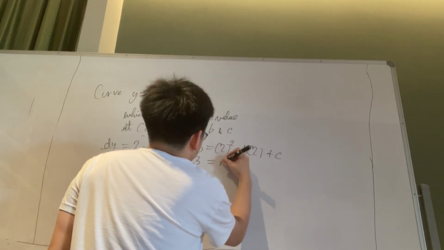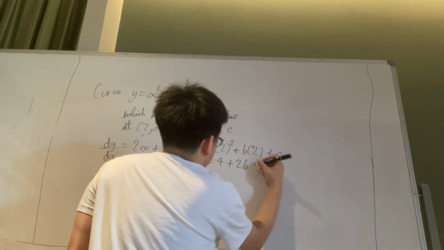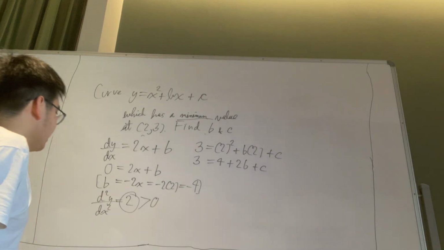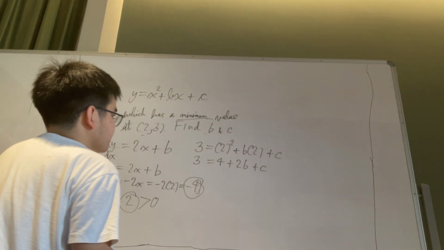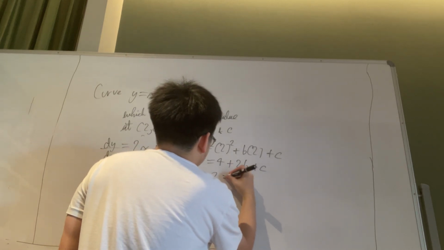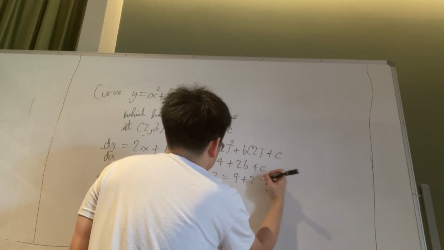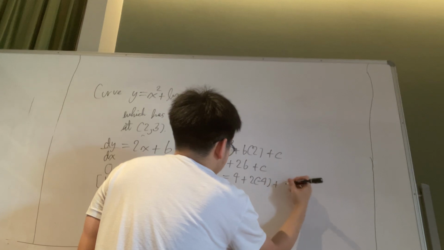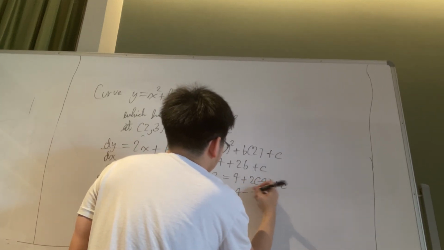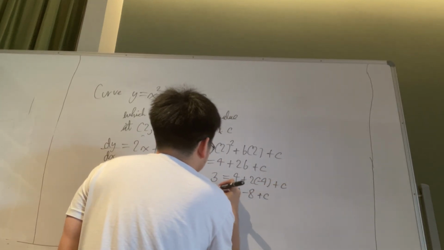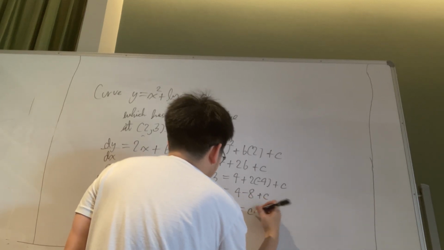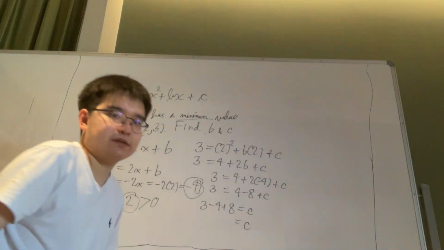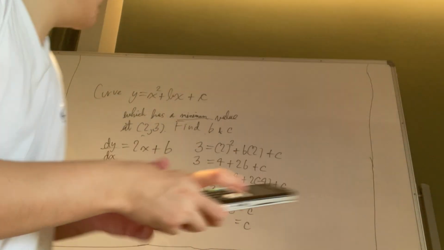So 3 equals 4 plus 2b plus c. And then we have what b is. b is negative 4. So that means 3 equals 4 plus 2 times negative 4 plus c. That's 4 minus 8 plus c. So that's 3 minus 4 plus 8 equals c. Go into your calculator, because I suck at mental arithmetic.